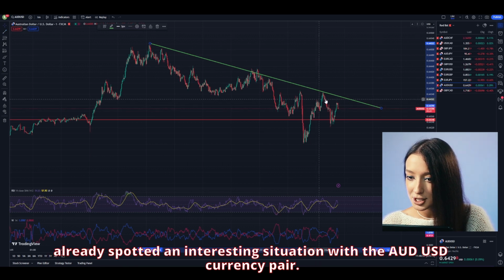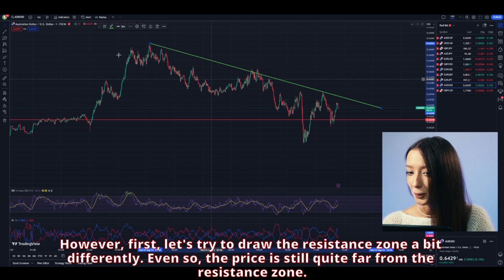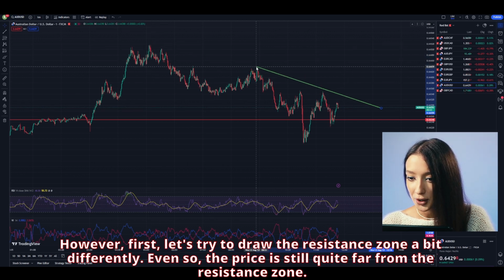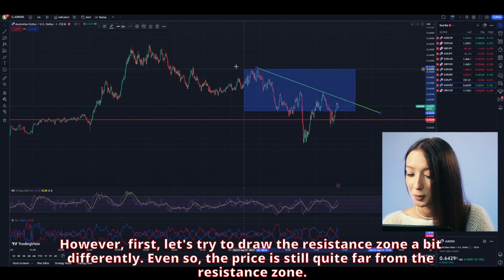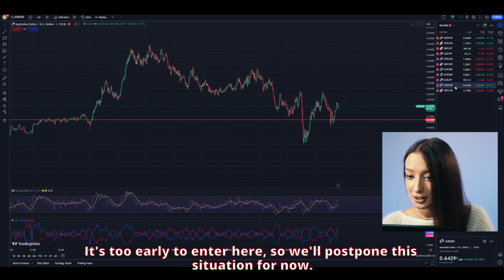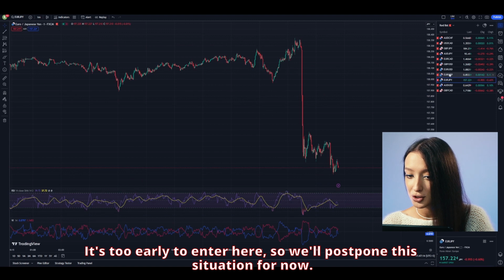It seems I already spotted an interesting situation with the AUD USD currency pair. However, first, let's try to draw the resistance zone a bit differently. Even so, the price is still quite far from the resistance zone. It's too early to enter here, so we'll postpone this one for now.